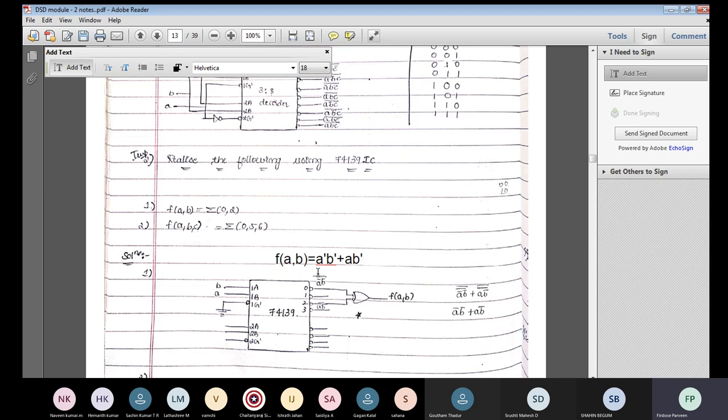If I do this, the bubble gets cancelled. Understand? Here it is A bar B bar, 0, 0. Then A bar B, 0, 1. Then A B bar, 1, 0. And A B.